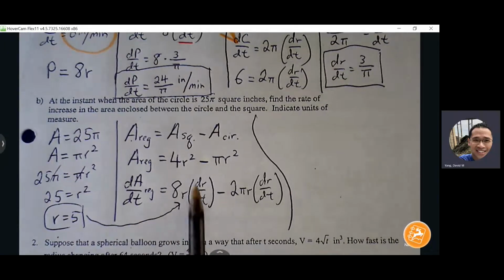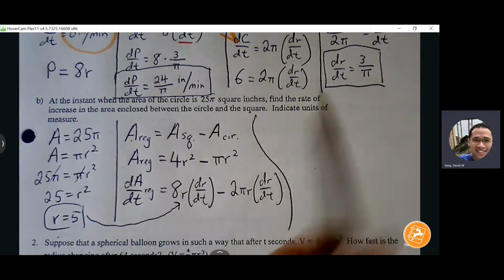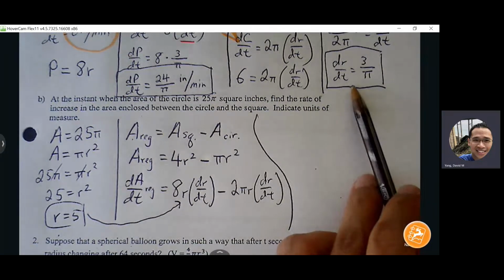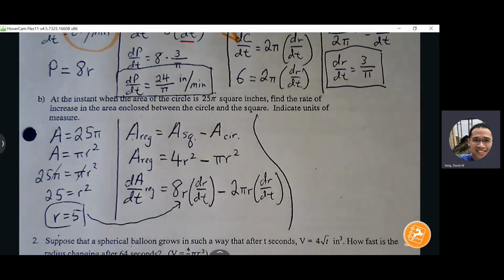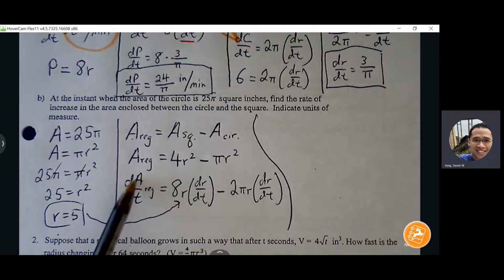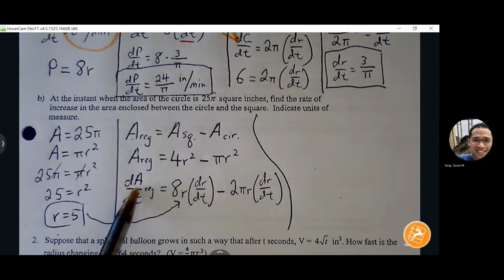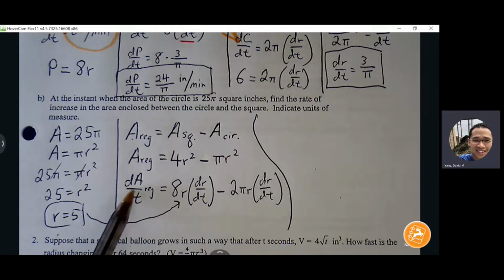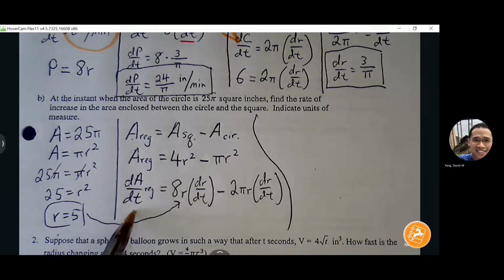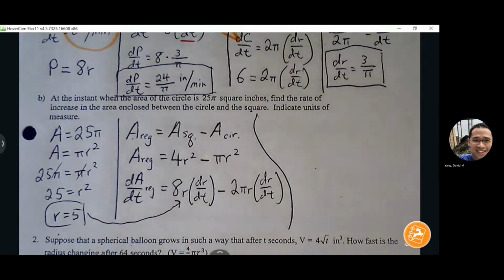Okay, so we can replace r with 5, replace dr dt from what we gather from part A. That's still applicable. And then in the end, we don't have to clean up our answer. We just try to get it as, whatever we can do to it. You don't have to find common denominators. But finally, what's the unit of measure? Area is in terms of square inches per minute. Okay.